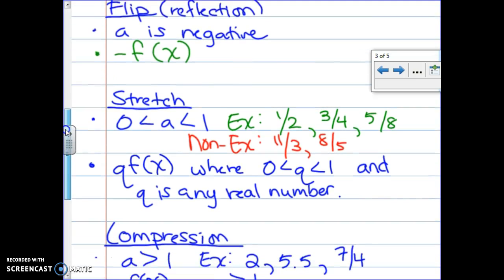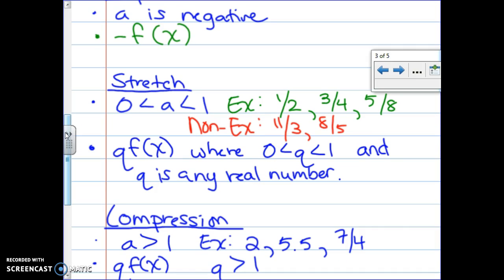All right, next we have a stretch. A stretch is when a is between 0 and 1, meaning a fraction. And you guys saw that on your worksheet from yesterday on the characteristics of different quadratic functions. A fraction will cause your graph to stretch. So an example of that is 1/2, 3/4, 5/8. Those are all fractions that are less than 1. A non-example would be a fraction like 11/3 because the numerator is bigger than the denominator, so that fraction is greater than 1. Or 8/5, same thing. 8 is greater than 5, so that fraction is greater than 1. So that would not make your graph stretch.